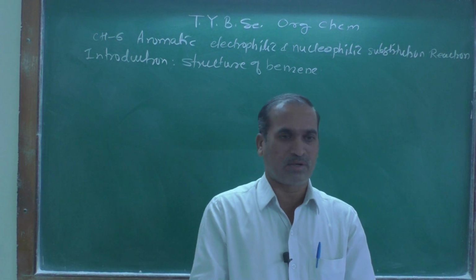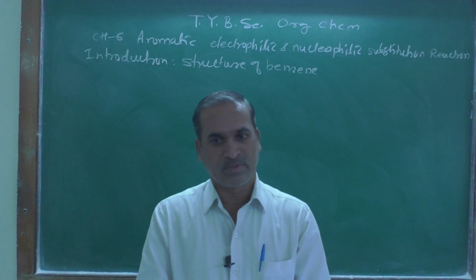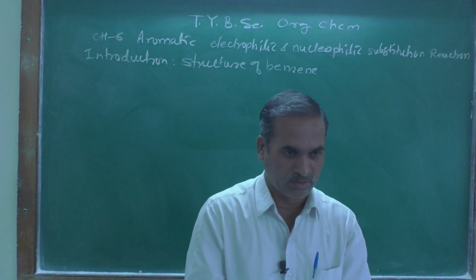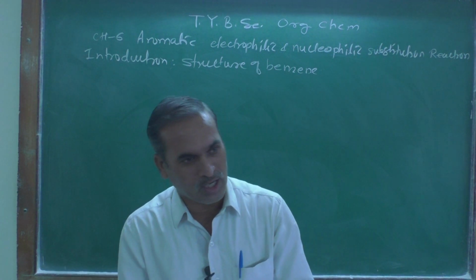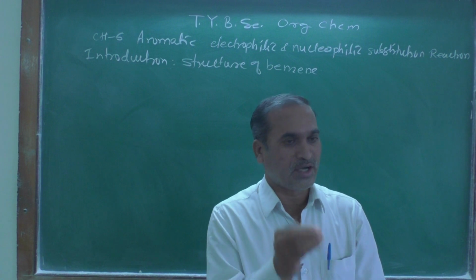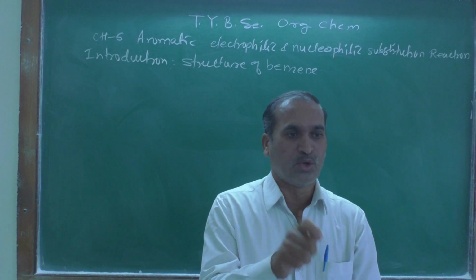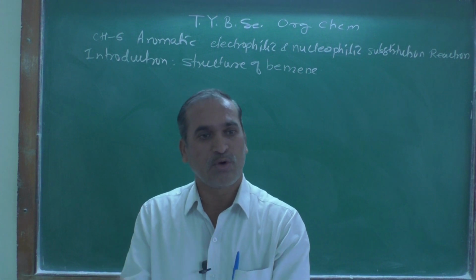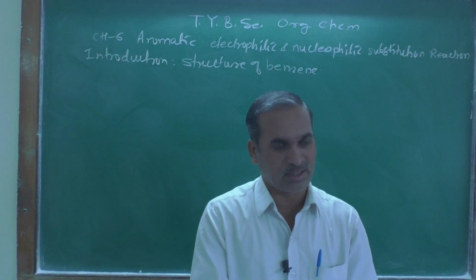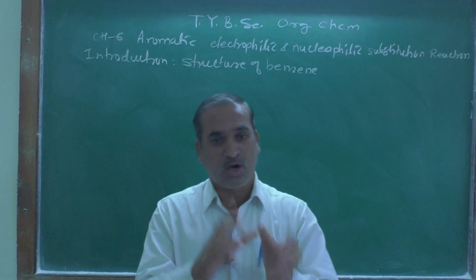In the aromatic compound, as we have discussed earlier, the compound is cyclic in nature, planar, and fully conjugated, according to Huckel's rule. According to Huckel's rule, any cyclic, planar, fully conjugated compound containing 4n plus 2 pi electrons shows aromatic behavior. So this type of compound is called aromatic, and the rest of the compounds are called aliphatic in nature. So again, I am repeating, aromatic compound according to Huckel's rule.